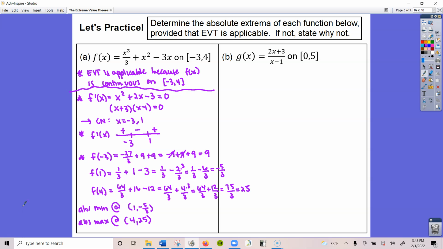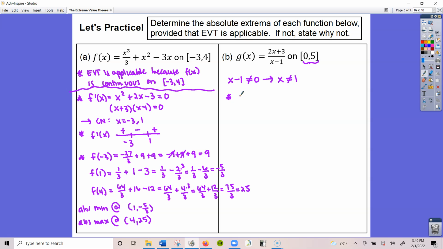Now let's look at part B. Before I can even start doing this work, I need to establish that this function is continuous, so that way EVT would be applicable. This is another example of a rational function. Now the denominator x minus 1 cannot equal 0. So if I solve, I would have to add the 1, so x cannot equal 1. 1 is within this interval. Therefore, I have a vertical asymptote at x equals 1, meaning that it's not continuous. Therefore, I cannot solve this using EVT.